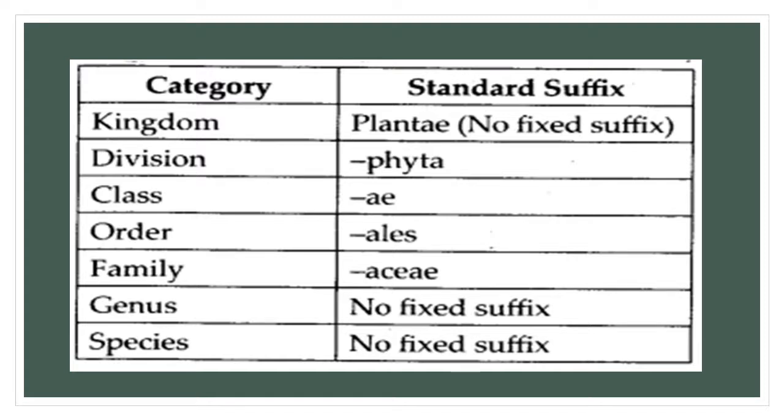Taxonomic categories with standard suffixes. Over here, kingdom has no fixed suffix. Division generally has the suffix phyta, class has AE, order has ales, family has ACE, genus has no fixed suffix and species also has no fixed suffix. The family standard suffix has been asked many times in exams.